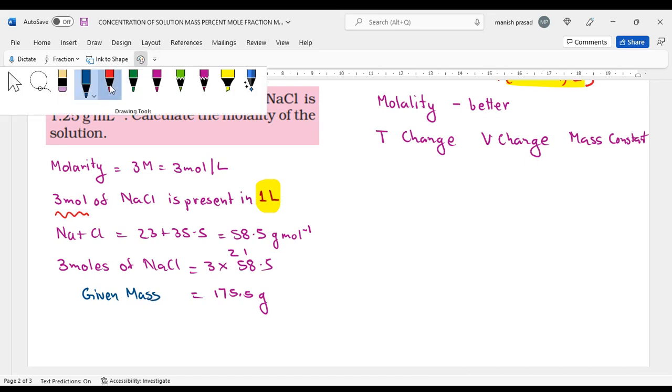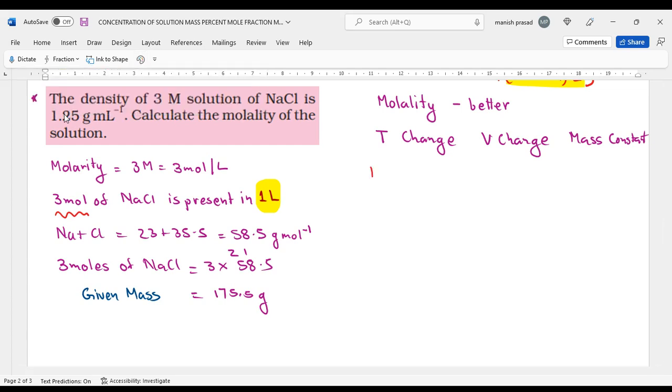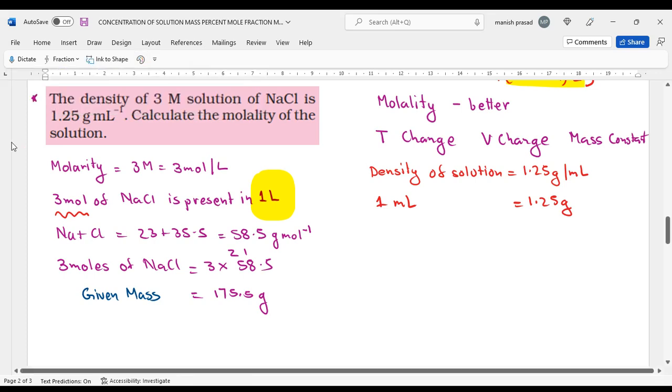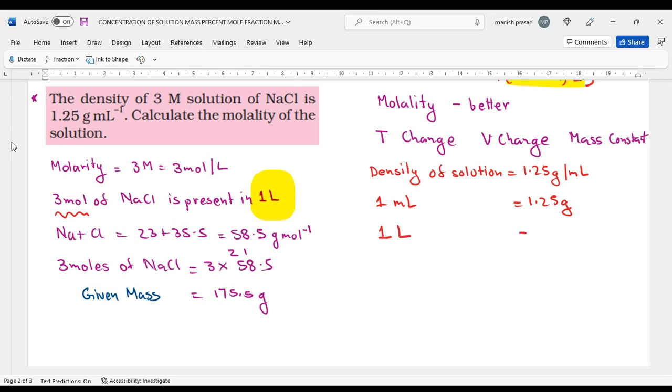Let's look at the density part. The next thing that is given to us is density. What is the density of solution? Density of solution is given to us as 1.25 gram per ml. Matlab, 1 ml mein 1.25 grams hai. Lekin mujhe answer ye dekhna kis mein chahiye? Liter mein. So we convert it into liters by multiplying it by 1000. Dono side ko 1000 se multiply kar do. To ye 1 liter ho jayega. It is 1250 grams of the solution.